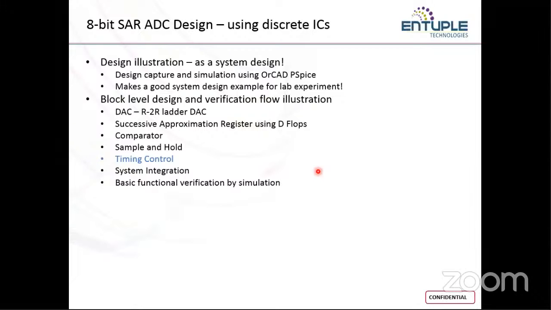For this block level design and verification flow, we'll start with the R2R ladder network first, and then go for the successive approximation register using D flops, and then we'll design the comparator and the sample and hold circuit. Timing control alone, we are still working on it. Then we'll have the system integration and the basic functional verification by simulation.